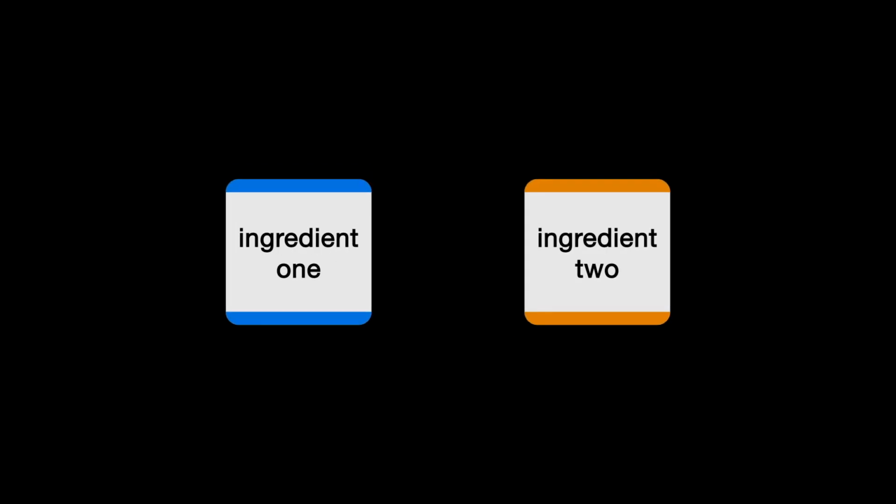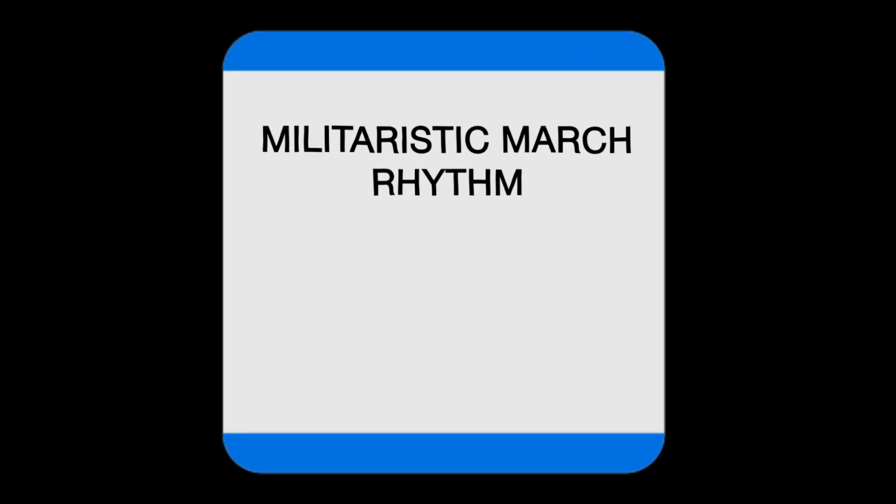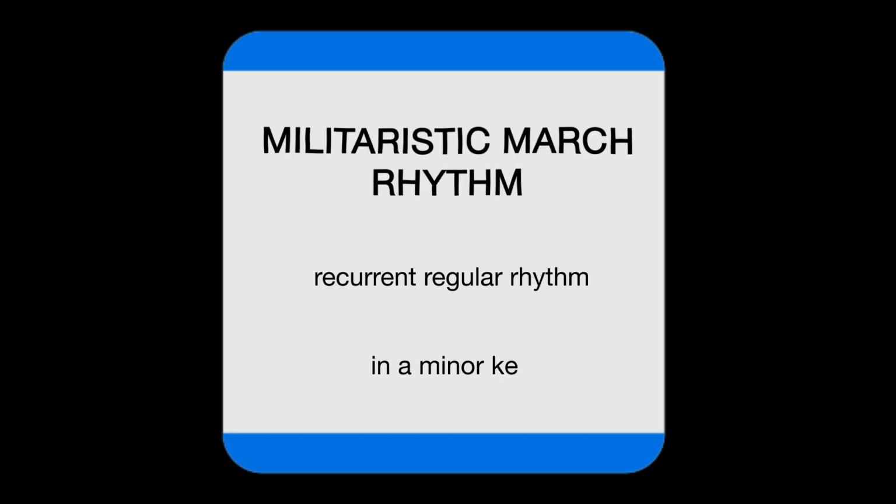There are two main ingredients to this music. First, we have the strong militaristic march rhythm. What makes this characteristically a march is its strong, recurrent, regular rhythm, pounded to us 4 times before the theme comes in. And it being in a minor key also helps to set its dark tone.